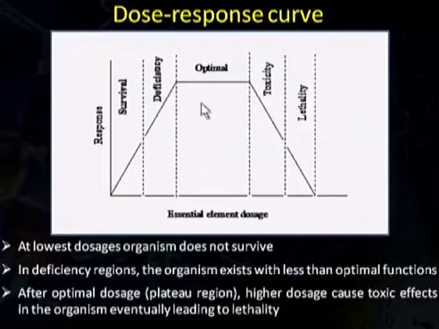Then we have the optimal region, which is the plateau region. This is the dose which is required by the organism, the appropriate dose. If the dose is further increased, the organism reaches the toxicity level. That means the element now becomes toxic for the organism. And if the dose is further increased, the organism reaches the lethality range. That means the element is now lethal for the organism and the organism would not survive.